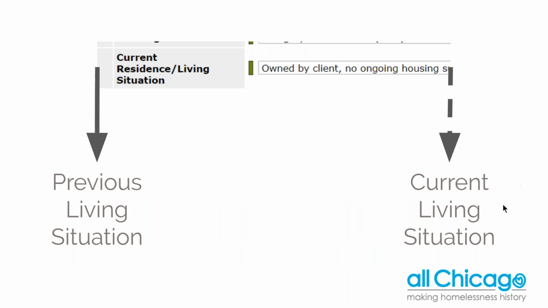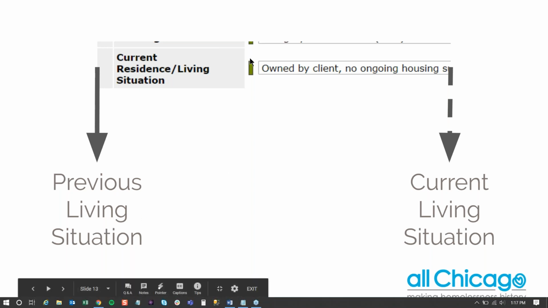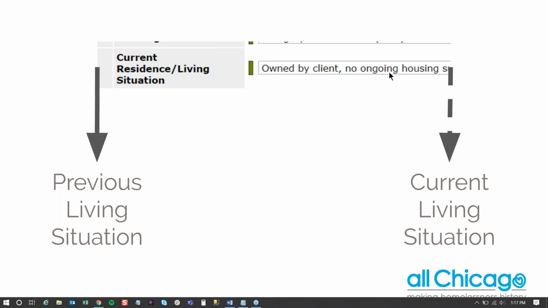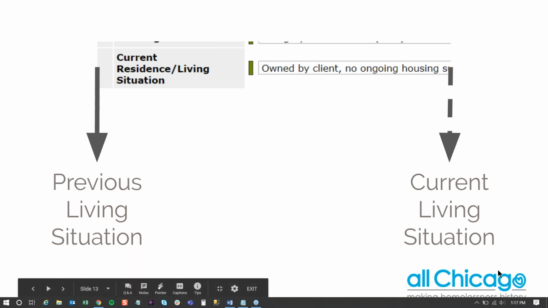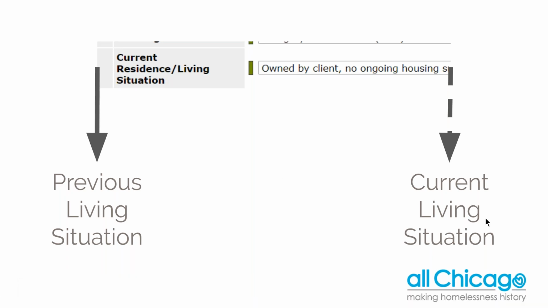So here is one important thing to take a look at. We have our previous living situation and our current living situation. Current residence/living situation will now straight up be becoming previous living situation. So this question is effectively being replaced by this, but now there's an additional question being added called the current living situation. So what is the distinction between the two?